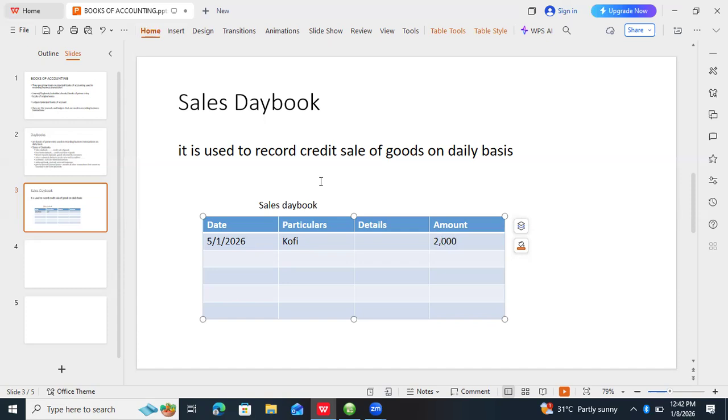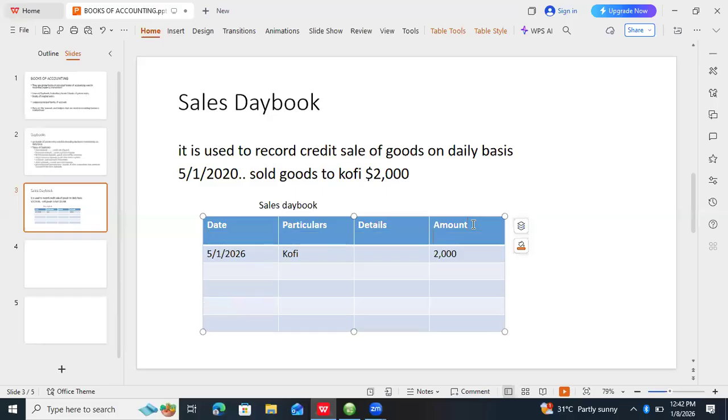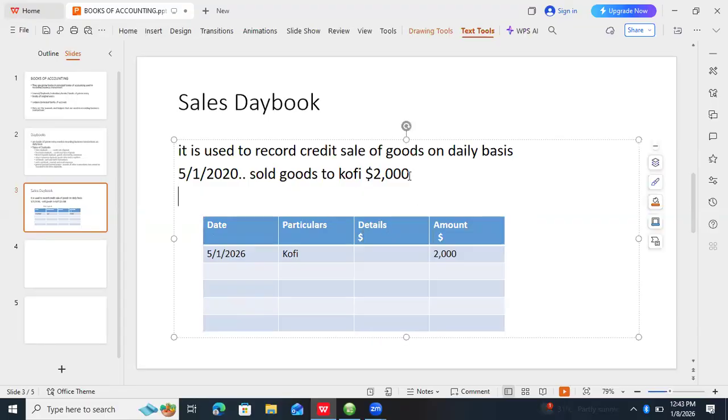Let me see if I can write these transactions here so that professors will know how it goes. 1st January 2026, sold goods to Kofi, $2,000. So from this transaction, that's how you record it, right? Please always make sure to put your currency at your amount column, otherwise you lose precious marks, and as well as the details column, because at that point you do a lot of numbers there.